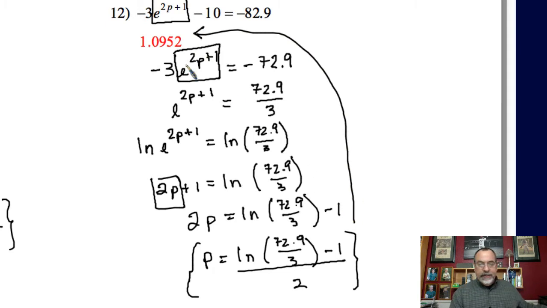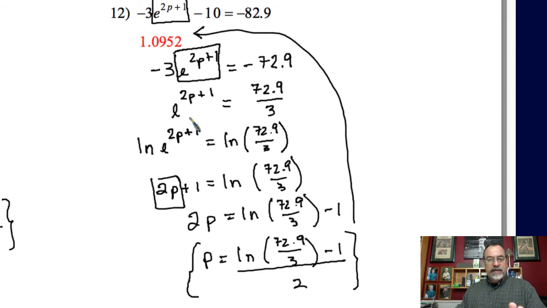So let's go ahead and calculate that just real quick. So I'm going to take the natural log of 72.9 and divide it by 3, enter. I'm going to take that number and subtract 1, enter. And I'm going to take that number, divide by 2, enter, and I get 1.0952, which is what I have as my decimal approximation here. Okay, so again, it's essentially the same.